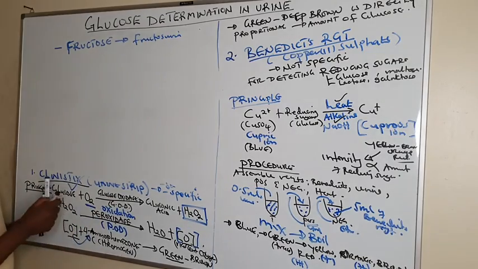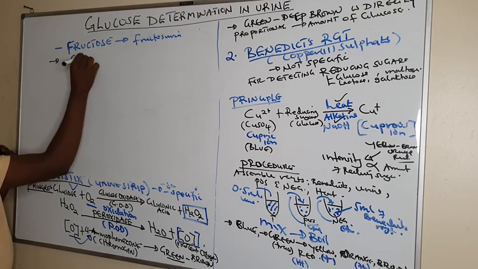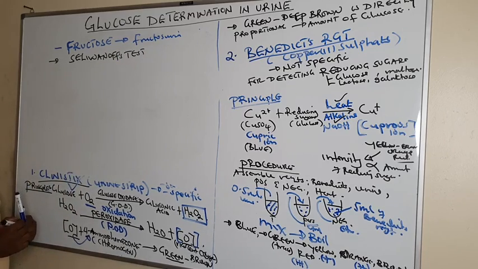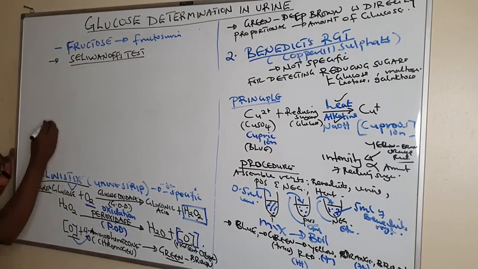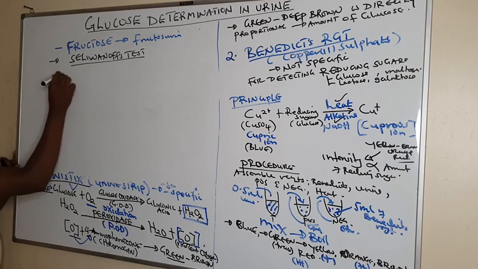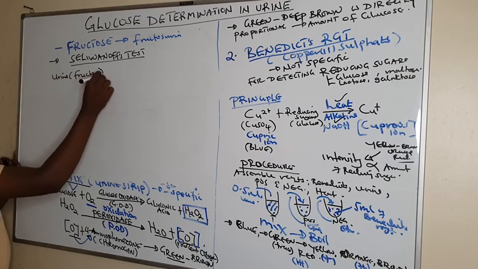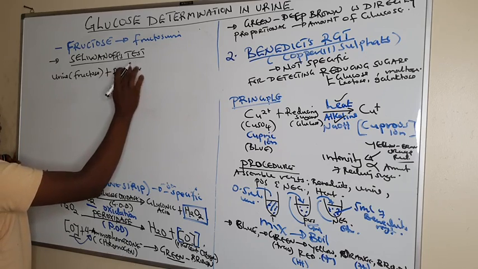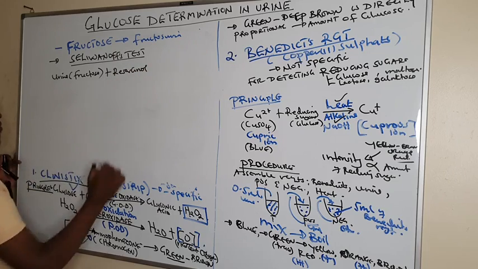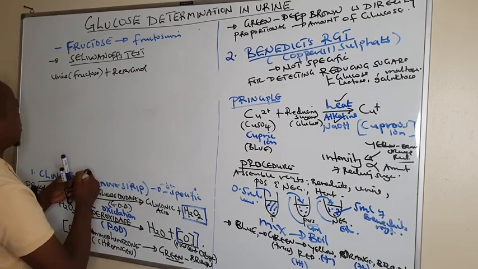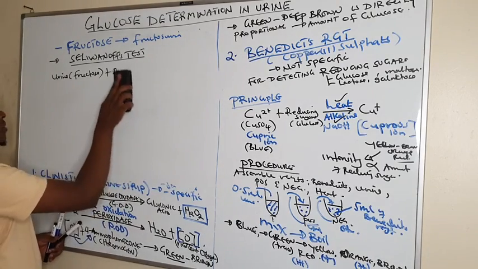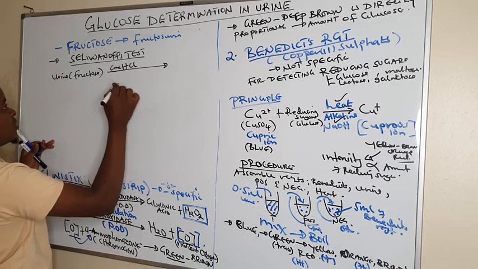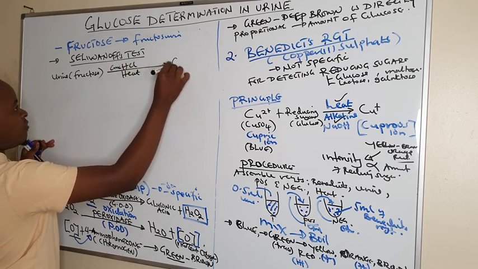Fructosuria is detected in urine by the method known as Seliwanoff's test. This Seliwanoff's test uses a reagent. If we have urine which contains fructose, we first react it with hydrochloric acid. Fructose in the presence of hydrochloric acid, which should be concentrated, and heat, forms a furfuroaldehyde.